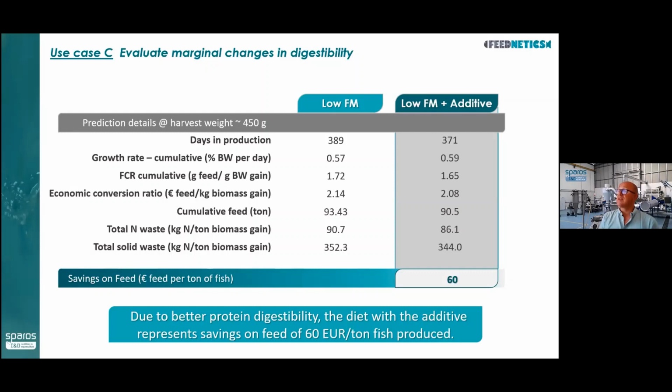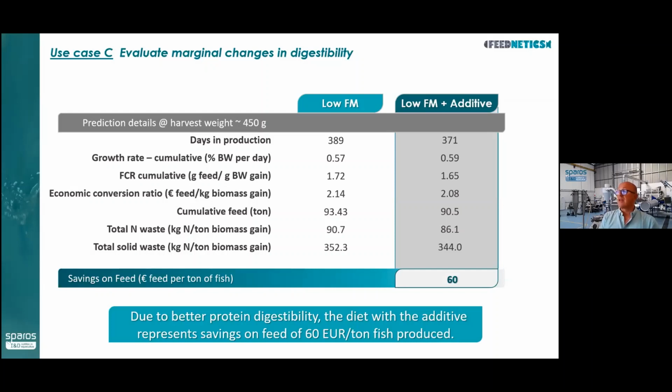And we also see that we have a lower FCR by using this additive. The economic feed conversion ratio was also lower. Despite the feed being slightly more expensive, the cost of feeding would be lower because we would use less feed. Also, per ton of biomass production or biomass gain, we would reduce the waste emission both in total solids and total nitrogen.